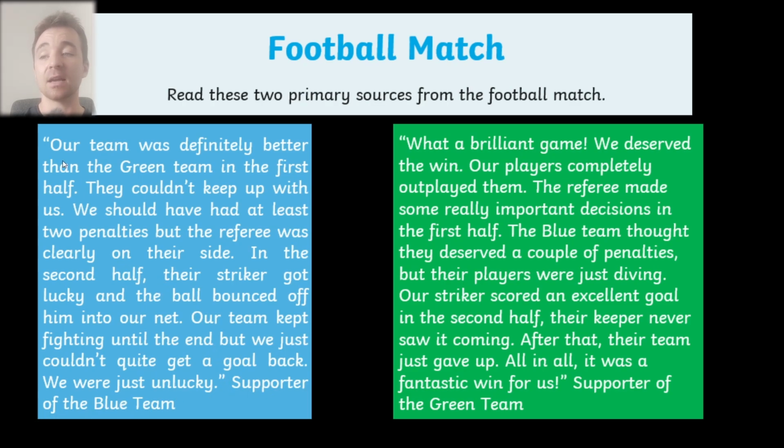Okay, so the first primary source is from a supporter of the blue team. Let's see what they have to say. Our team was definitely better than the green team in the first half. They couldn't keep up with us. We should have had at least 2 penalties, but the referee was clearly on their side. In the second half, their striker got lucky and the ball bounced off him into our net. Our team kept fighting until the end, but we just couldn't quite get a goal back. We were just unlucky. So the supporter of the blue team thinks it was all down to luck. Let's think about their point of view there. They're saying, really, the blue team should have won, but the green team had some unfair advantages and some luck on their side.